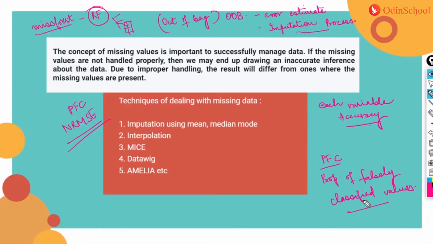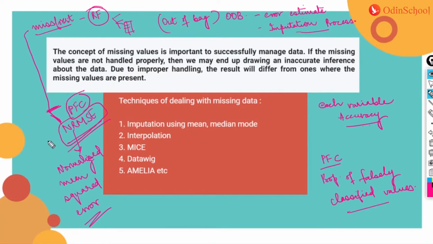And when we talk about NRMSE, NRMSE is nothing but normalized mean squared error. Now these are the two important parameters that we would be noticing, which MissForest uses. The first one is PFC, and the second one is NRMSE.